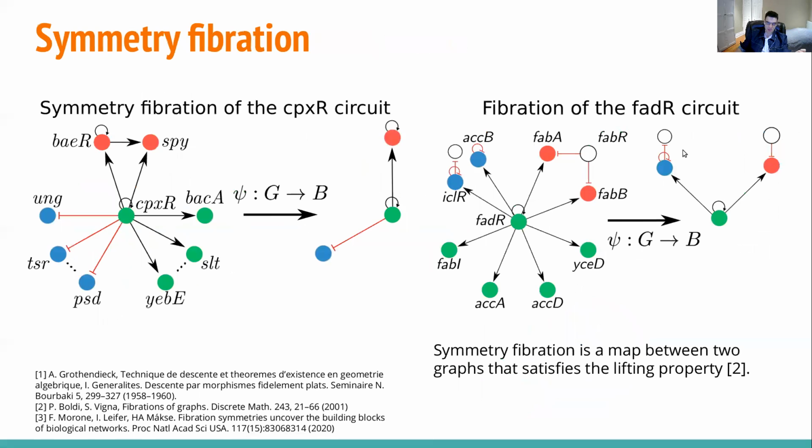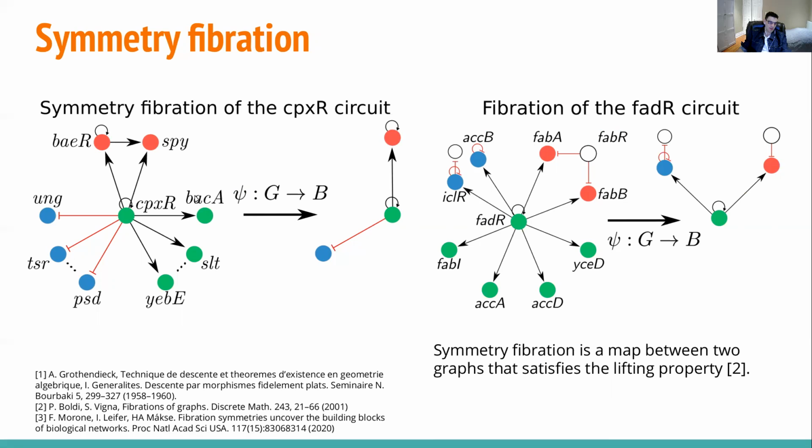So the next thing to talk about here is fibration, so symmetry fibration. Before we go there, symmetry fibration is a map between two graphs that satisfies the lifting property. And the lifting property is defined here. I don't want to define it here because it's mathematically kind of hard to perceive just by listening. We do review it in our review paper and a couple of other papers, so you can refer there.